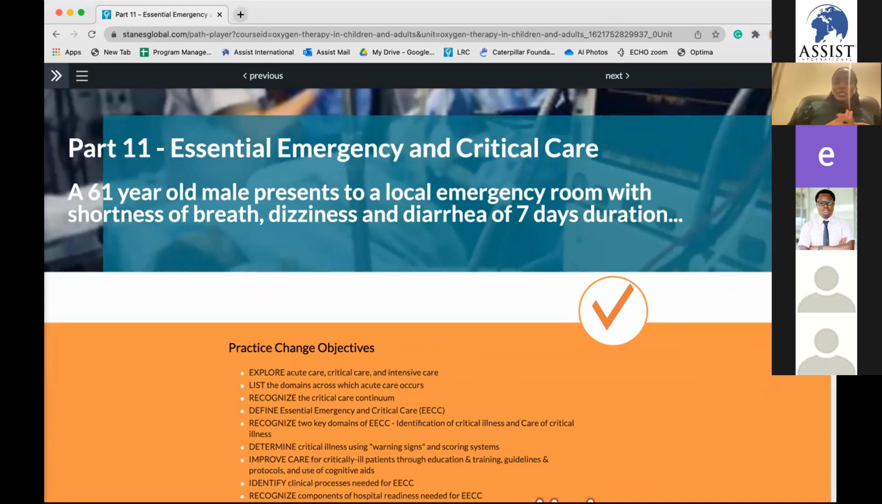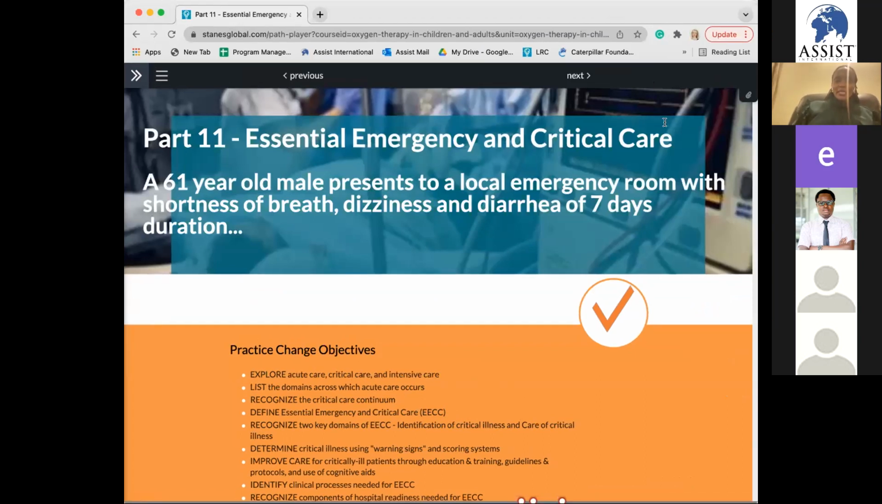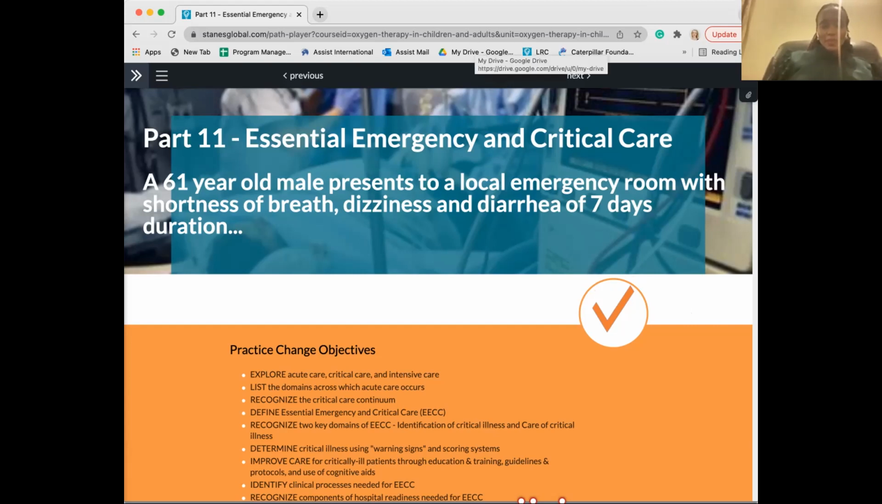So we can start. Today's session is on essential emergency and critical care. Basically, this session is on aspects towards strengthening emergency and critical care in our various facilities, having policies or SOPs, standard operating procedures, on how to manage essential emergency and critical care. So we have a 61-year-old male who presents to a local emergency room with shortness of breath, dizziness, and diarrhea of 7 days duration. Here are the practice change objectives.